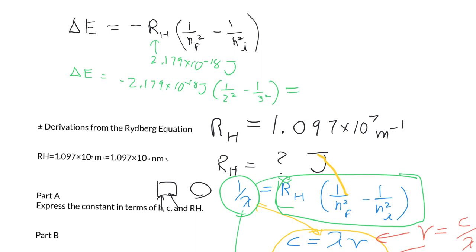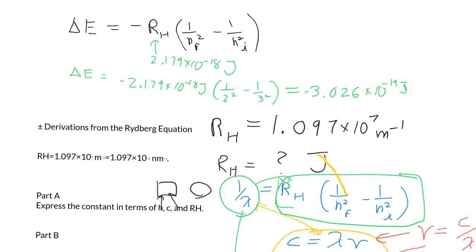Plug that all into our calculator. Watch your parentheses, watch your inverses. 4 inverse minus 9 inverse equals 0.1388, times 2.179 exponent negative 18, equals a negative 3.026 times 10 to the negative 19th joules.